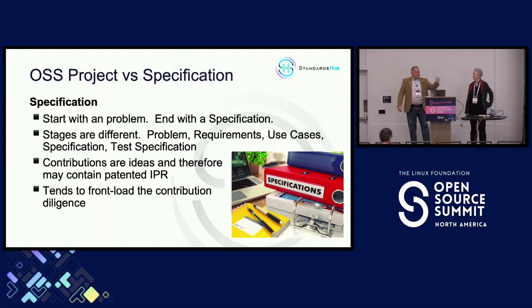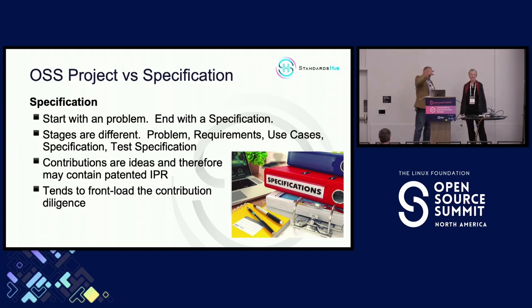And so you start with the problem, and then that generates requirements. Those requirements generate use cases. Those use cases will create a technical specification that resolves the use cases, and you'll get a test specification, then you'll publish it. So the contributions that people make are oftentimes ideas. They can be code, but a lot of times they're just ideas. And those ideas may contain standards essential patents. And so those patents, as they apply to the specification, once they get into the specification stream, they get mixed into that pancake batter pretty fast, and you can't pull them out, right?